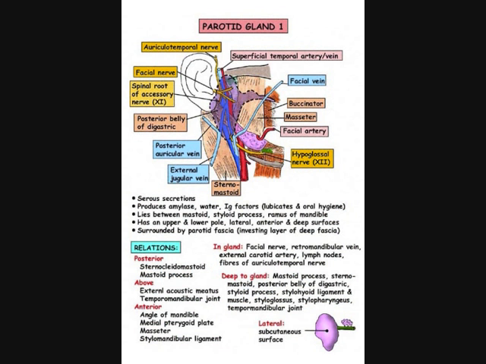The parotid gland has rather more complex relationships, but essentially it wraps round the posterior edge of the ramus of the mandible. It produces much more serous secretions. It's perhaps worth noting that it is surrounded by a fairly thick layer of investing fascia. This means that it is not particularly distensible, and when there is inflammation within the parotid gland, it can produce very considerable pain.